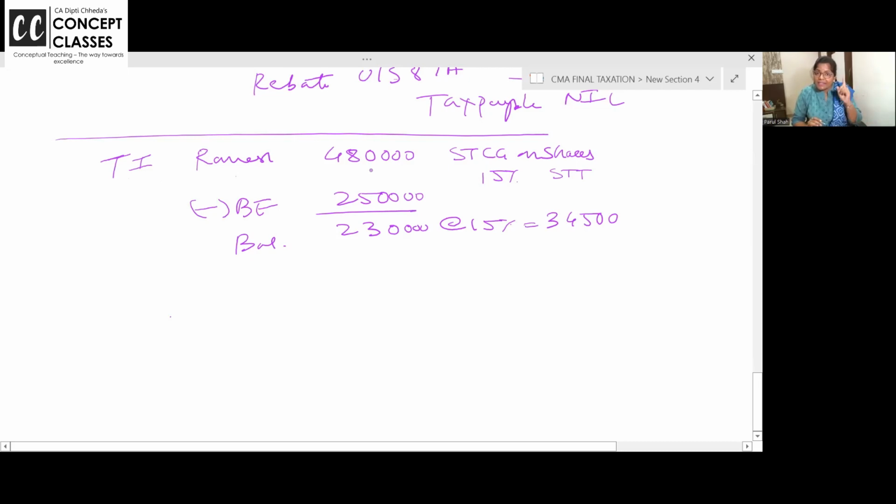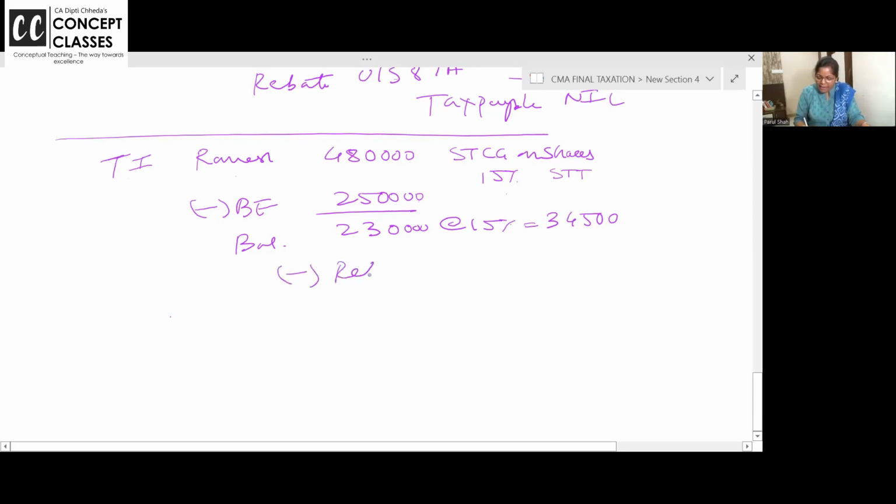And you are resident; non-residents do not get the benefit of seniority, and do not get the benefit of rebate. These minute points you need to learn carefully. Tax rate is 15%. Why? Because it's short-term capital gain on listed shares, on which the tax rate is 15%. So it comes to 34,500. Ma'am, but from short-term capital gain, will we allow basic exemption? Answer is yes.